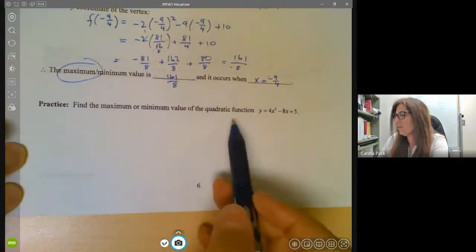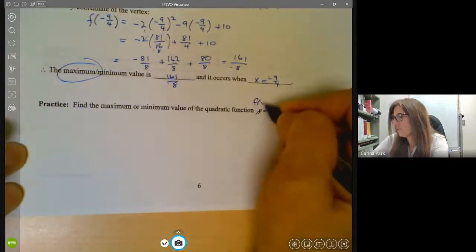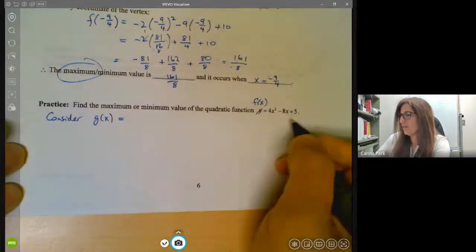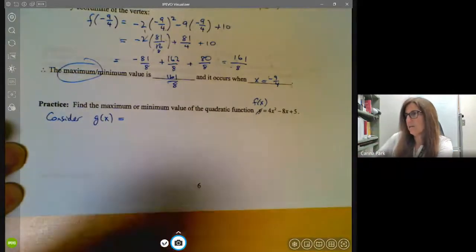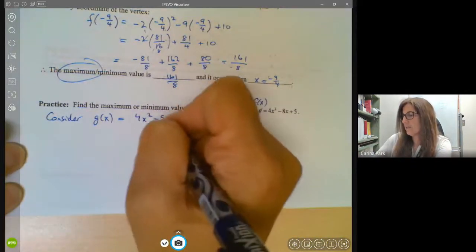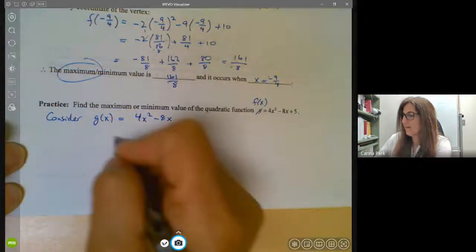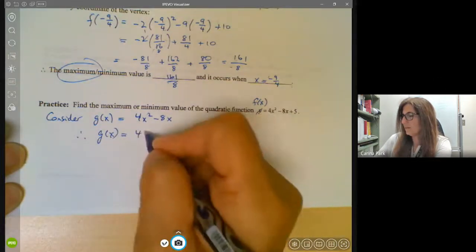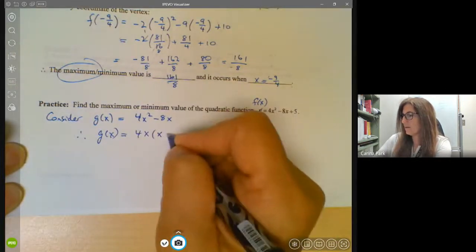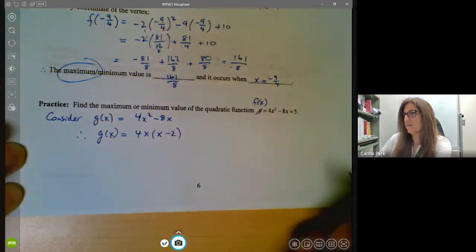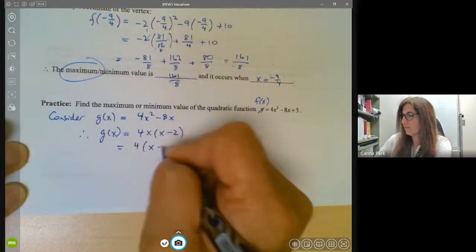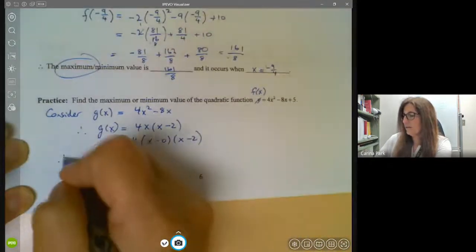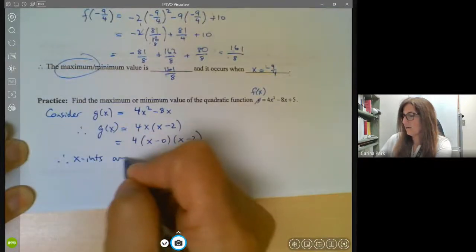Find the maximum or minimum value of this. Let's call this f of x, since you know function notation. So I'm going to say consider g of x, which is the same thing, but without the shifted up 5. So 4x squared minus 8x. I'm going to factor that. I will factor out the 4, and I'll take out the common factor of x. And I get x minus 2. This is the same as factored form, looking like this. Okay. Therefore, the x-intercepts are 0 and 2.